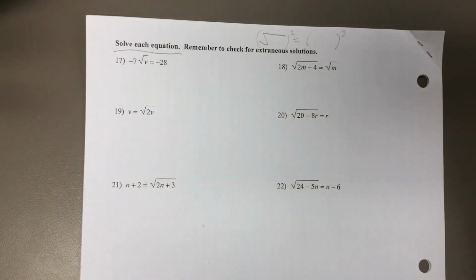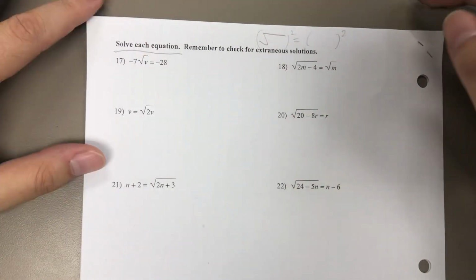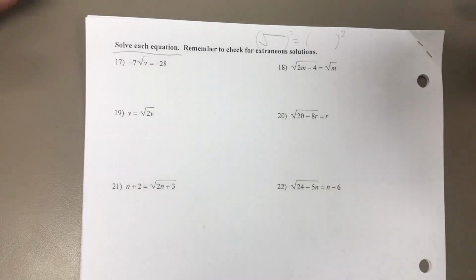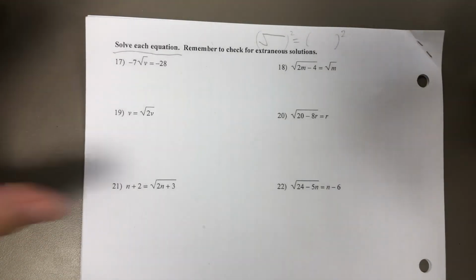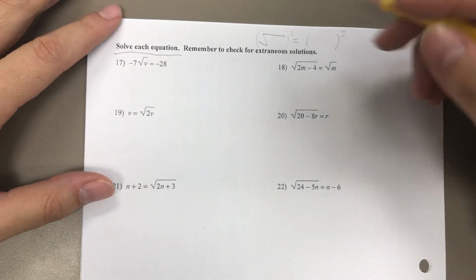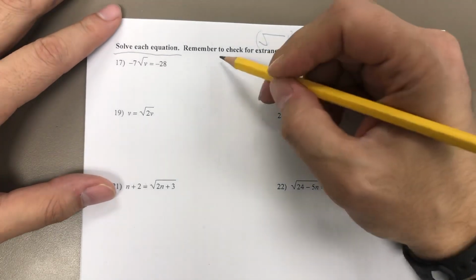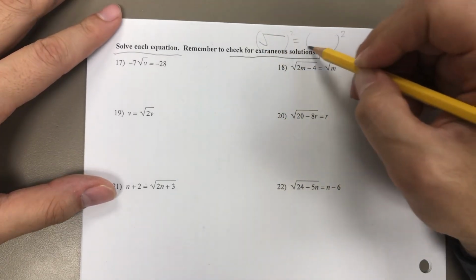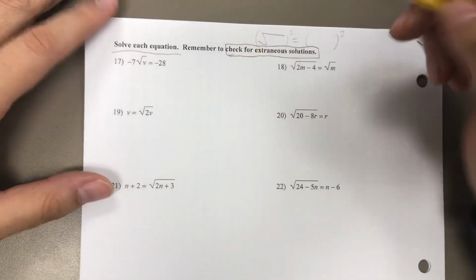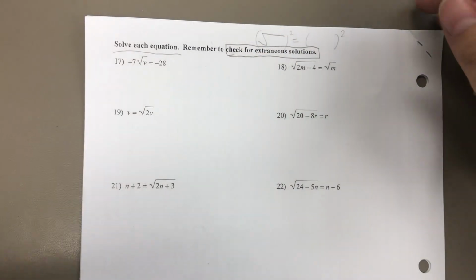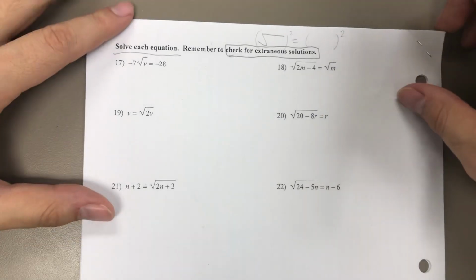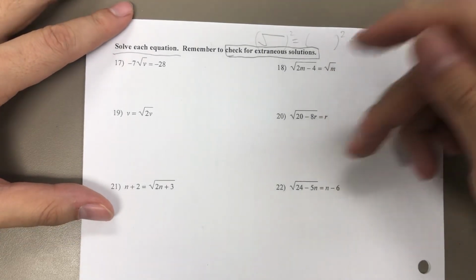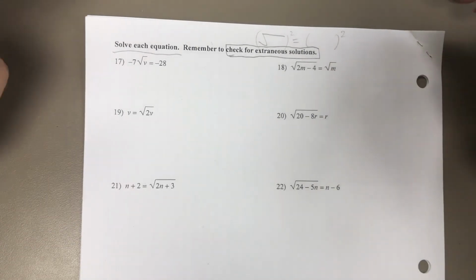That's like, in a nutshell, that's all that you need to do for these problems. That's it. Just get the square root by itself and square both sides. Then afterwards, after you get your solutions, you want to check for extraneous solutions. What that means is that you want to plug your number back in, because sometimes you're going to get a number that doesn't actually work for the problem. And you need to plug it back in to verify that it actually works.